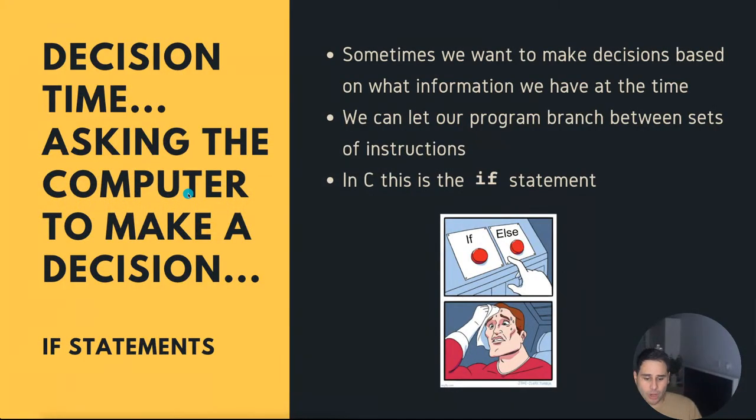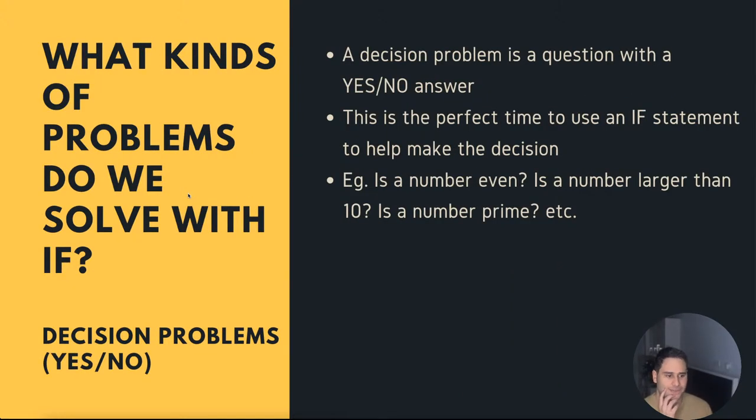What control flow lets us do, or if statements, is make decisions based on some state in our program. And so the way we can do this in C is using the if statement. The best way to think about it, an if statement, is to understand that there has to be a yes or a no to tell the if statement whether to do path A or path B. So as an example, is a number even? Is one number larger than the other number?